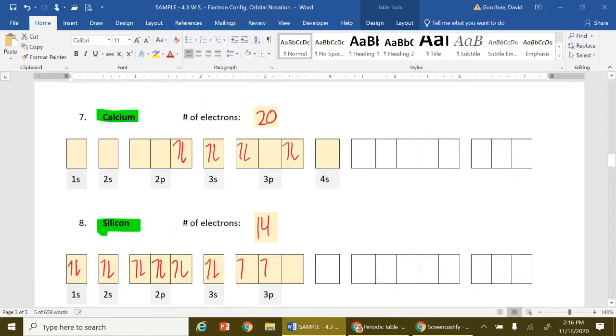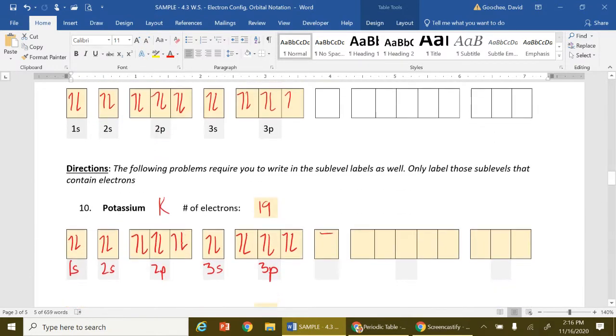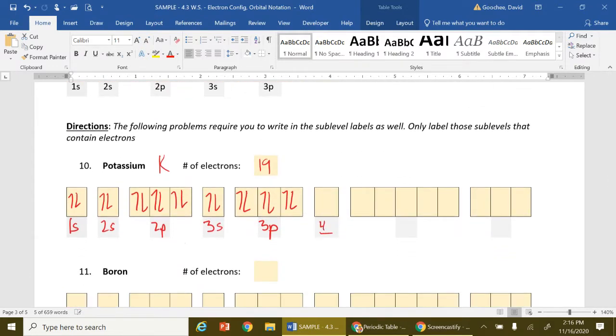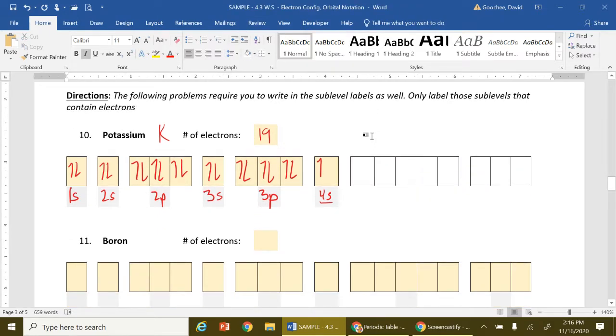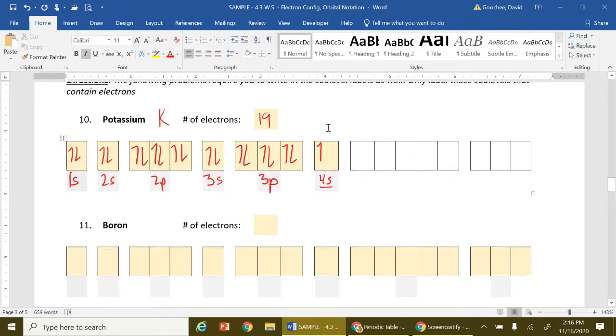And this next one is 4s. Now, let's see here. 1, 2, 3, 4, 5, 6, 7, 8, 9, 10, 11, 12, 13, 14, 15, 16, 17, 18, 19. This is the electron configuration for potassium. Okay, there we go. So same thing essentially, we just had to fill in the sub-level labels ourselves.